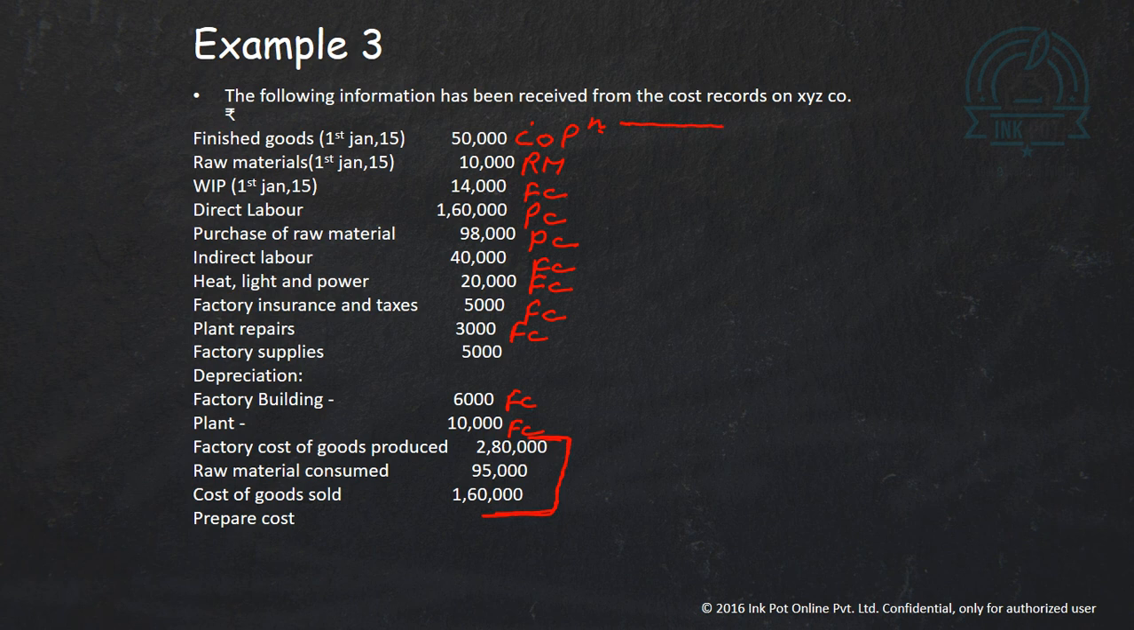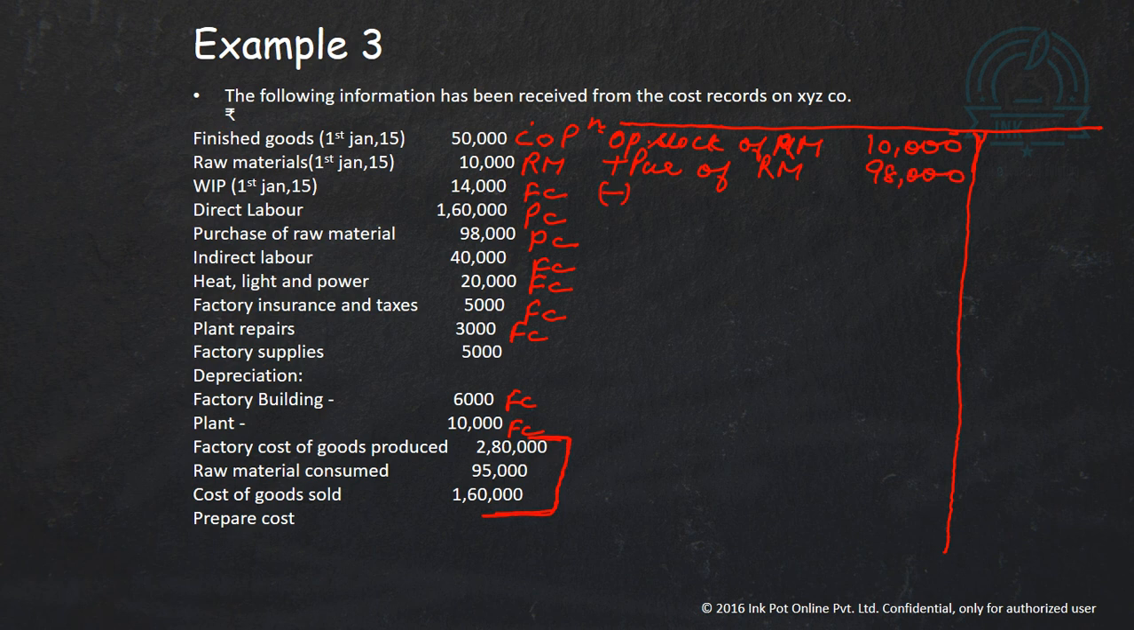It will be easier for us, right? Now, we all know that opening stock of raw material, which is 10,000, plus purchase of raw material, which is 98,000, minus closing stock of raw material, which is missing, we will get raw material consumed. Now let's check what is raw material consumed. We are given the raw material consumed as 95,000. So I am writing here 95,000.